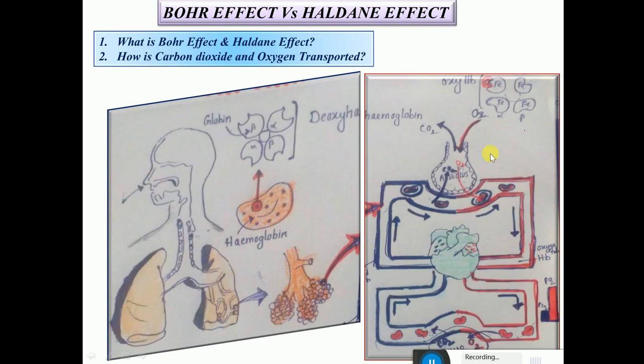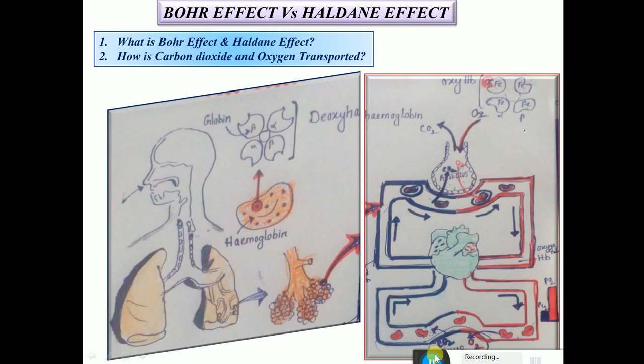So here the combining capacity of Hb with O2 is directly dependent on the amount of CO2. Do you understand? Here you can observe one more thing. The affinity of Hb towards O2 is greatly affected by the amount of CO2 present in the tissues. That is called the Bohr effect.